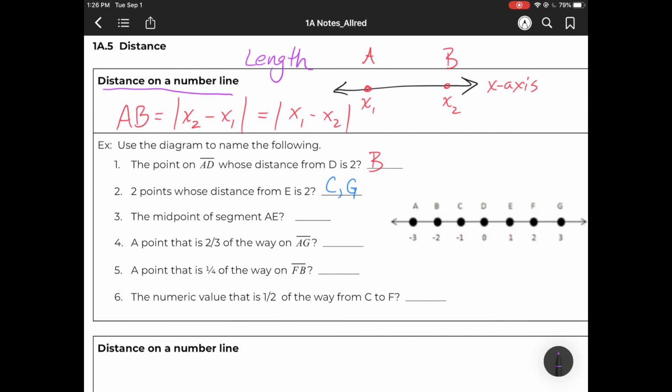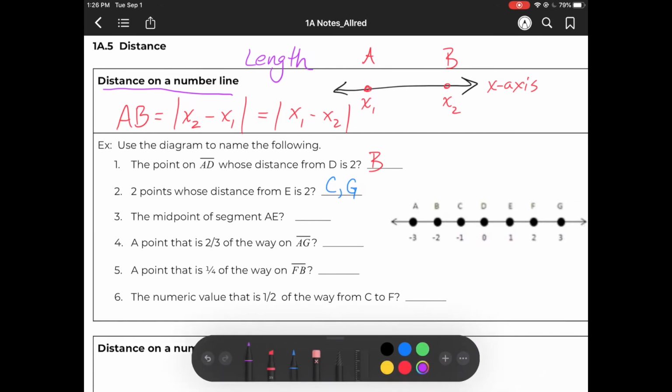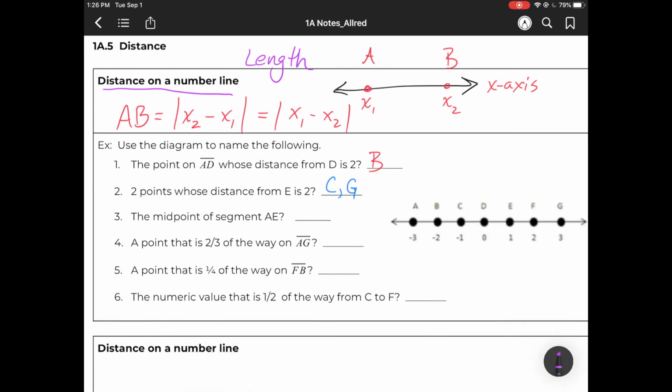Number 3, they ask you to find the midpoint of segment AE. So if I look at segment AE, the midpoint, you'll remember from last lesson, is the point that splits AE into 2 congruent pieces, the exact middle. We could do that by finding the full length of AE. Again, we can count or do subtraction. -3 minus 1 is actually -4, but distance is always positive, so we take the absolute value. We get 4. So the length of AE is 4, and so I want half of that.